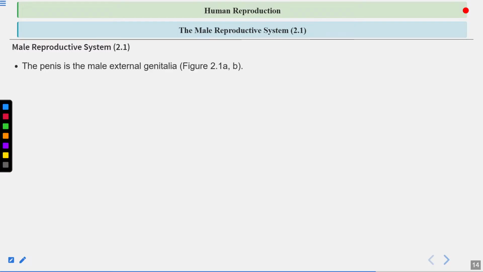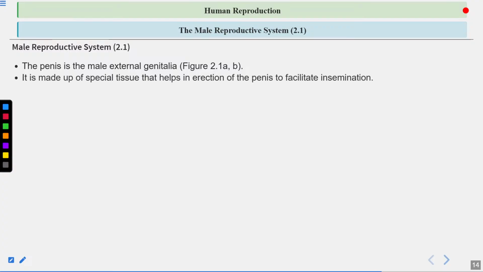Now the penis is the male external genitalia. Let's talk about the penis. It is made up of special tissues that help in the erection of the penis to facilitate insemination. What is insemination? It is the transfer of the sperms into the female genital tract.